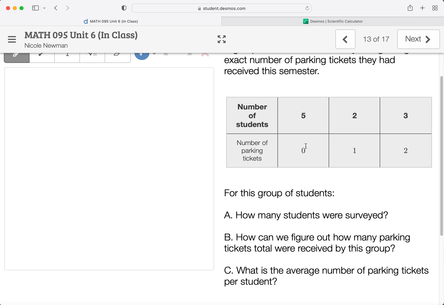Well, 5 of those people had no parking tickets. We're not going to get any to show up from them. 2 people had exactly 1 parking ticket each. So 2 times 1 is 2 tickets. And then 3 people had 2 tickets each. So first person has 2, second person has 2, third person has 2. If you do 3 times 2, you'll get 6. So we'd have no tickets from the first group, 2 tickets from the second group, and 6 tickets from the third group.